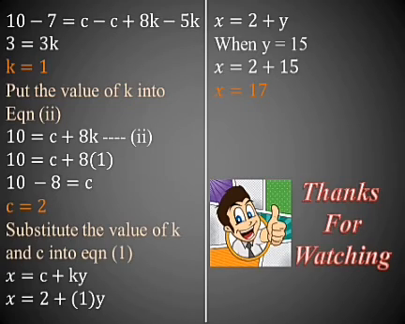Now substitute the value of k and c into equation 1. Equation 1 was x equal to c plus ky. So x will be equal to 2 plus 1 times y. 1 times y is y. So x will be equal to 2 plus y. Now when y is equal to 15, if we substitute this into x equal to 2 plus y, x will be equal to 2 plus 15. x will be equal to 17.